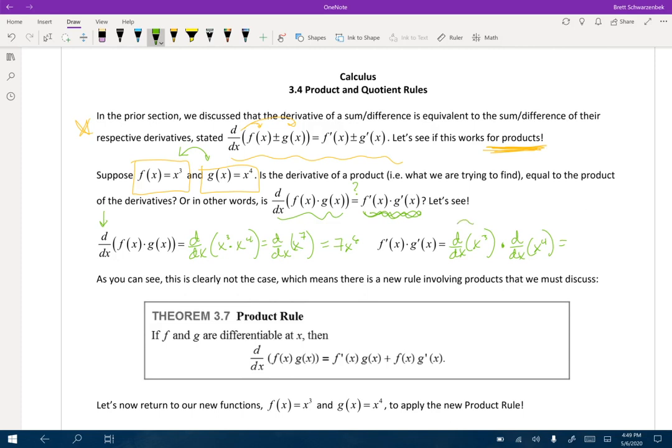So if we want to find this, it is 3x squared. If we want to find this, it's going to be 4x cubed. And if we multiply them, we get 12x to the fifth. So look at this and look at this. These are clearly not the same. Therefore, we know for sure that this does not work. So in order to find the derivative of a product, we cannot just find the derivative of each function and then multiply them.